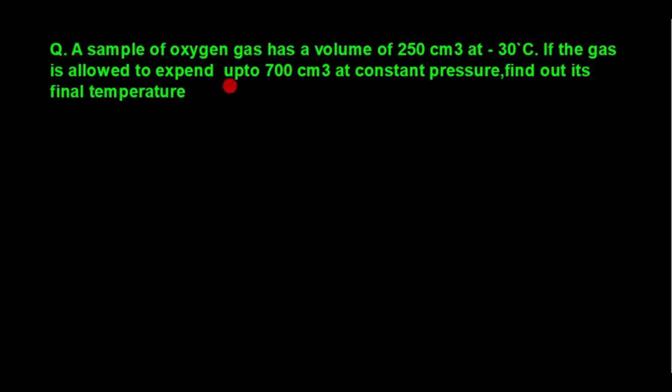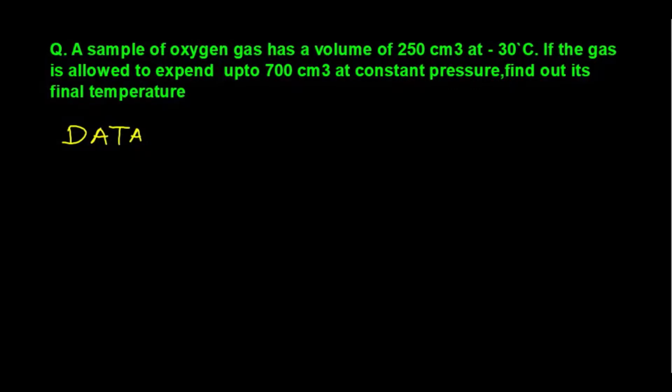We must remember one thing, that is always convert temperature scale from degree centigrade to Kelvin while solving the problem, and we know the formula which is used to convert degree centigrade into Kelvin, that is 273 plus degree centigrade. Now we will write the data to solve this numerical.